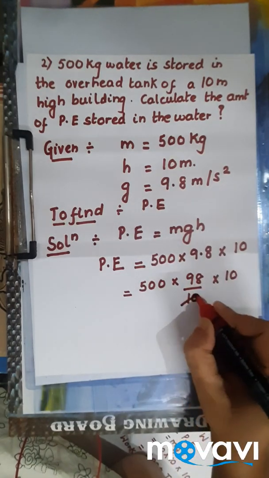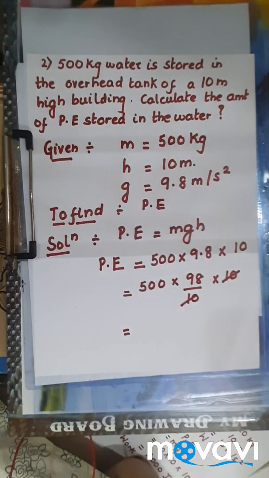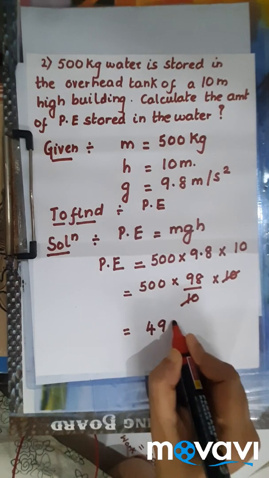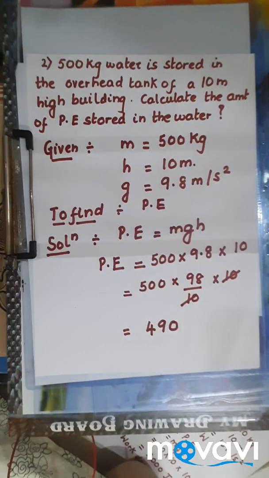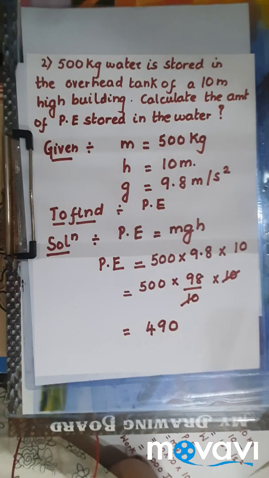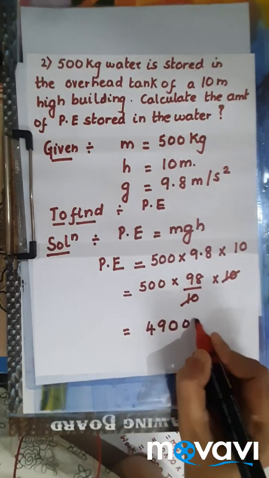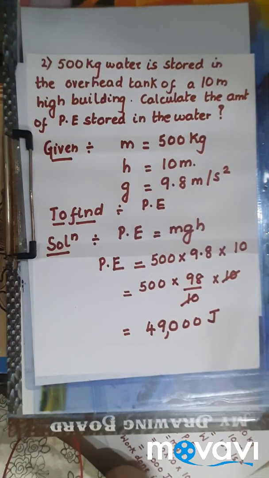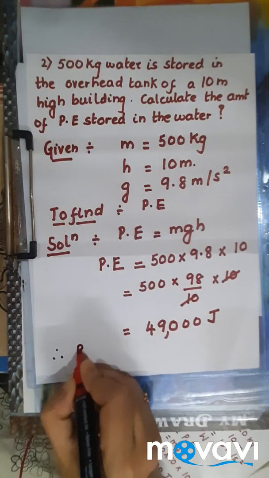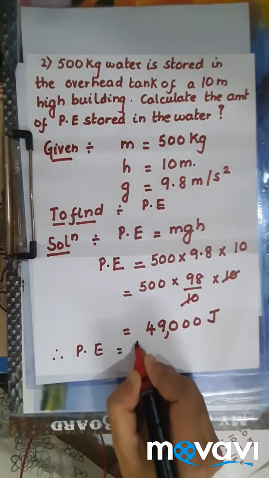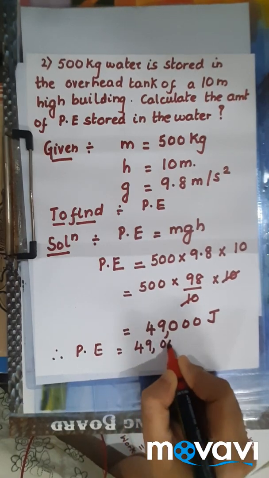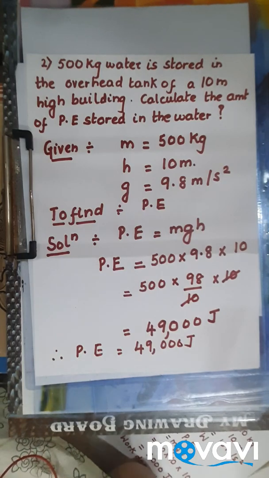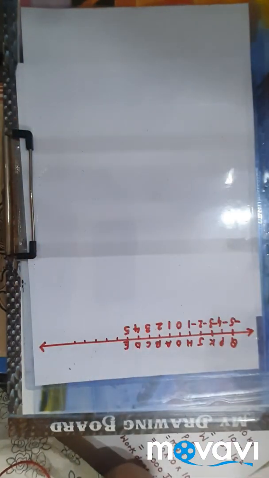And upon this, 10 and 10 get cancelled, right? So this becomes 98 into 5, which is 490, correct? 490, and we have to put two more zeros. So 49,000. What is the unit? The unit is 49,000 joules. Therefore, potential energy is equal to 49,000 joules. Simple substitution of formulae. Very, very important to learn numericals in physics.